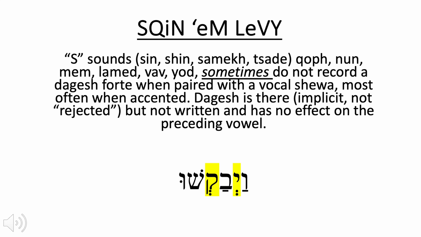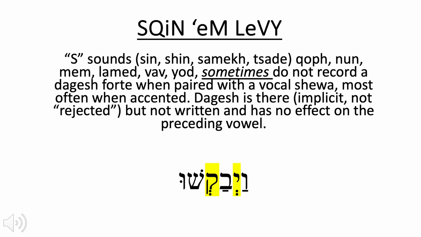Another set of letters that you should at least know about are remembered with the acronym Skinnem Levi. The S stands for all sibilants or S sounds, sin, shin, samek, tsadi. The K sound is actually kof, the letter Q, not kaf, the letter K, followed by nun, mem, lamed, vav, and yod. These letters will often lose the dagesh forte when there is a vocal schwa underneath them, which I'll introduce to you in just a moment.